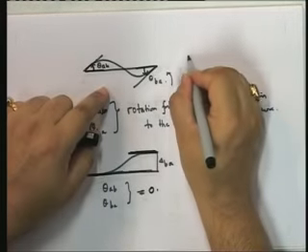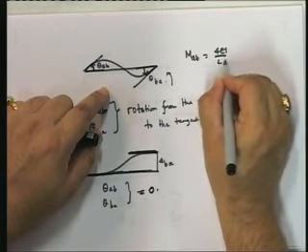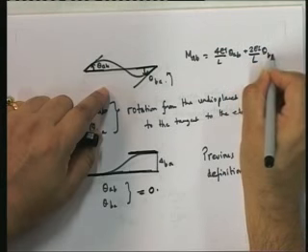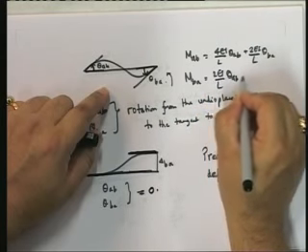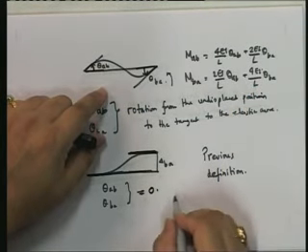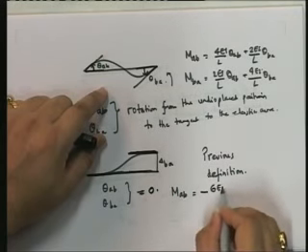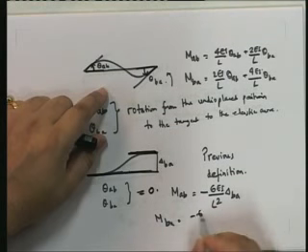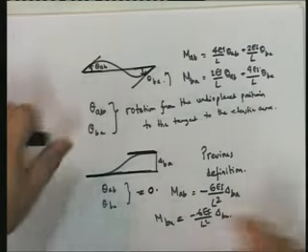In this particular case, what is MAB equal to? MAB is equal to 4 EI upon L theta AB plus 2 EI by L theta BA, and MBA is equal to 2 EI by L theta AB plus 4 EI by L theta BA. Here, what would MAB equal to? MAB would equal to minus 6 EI upon L squared delta BA, and MBA would be equal to minus 6 EI upon L squared delta BA. These would be the moments at the end.